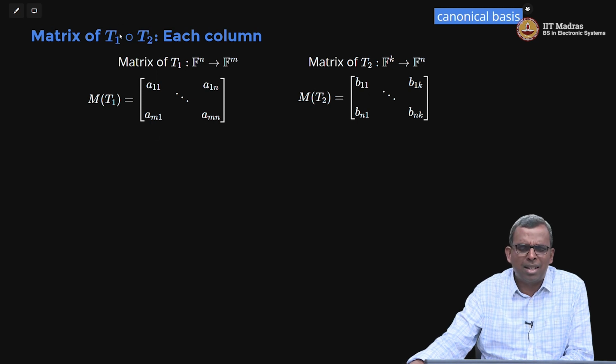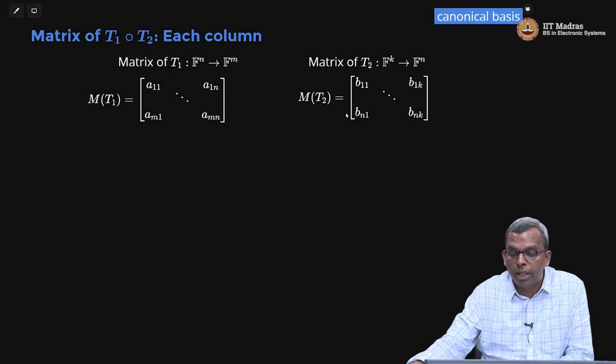It's the same as anything else. See, T1 composed with T2 is a linear transform from Fk to Fm, right. So, I have to take each input basis vector here of Fk, which is a canonical basis, E1, E2, still Ek, and find out its output according to T1 composed with T2. So, basically I have to first find T2 of E1. Okay, what is T2 of E1?